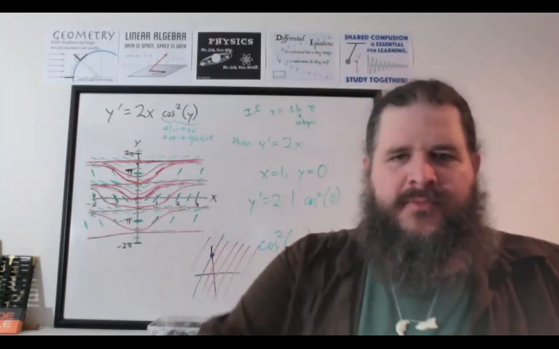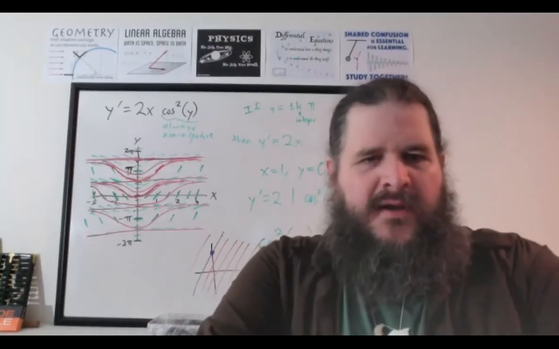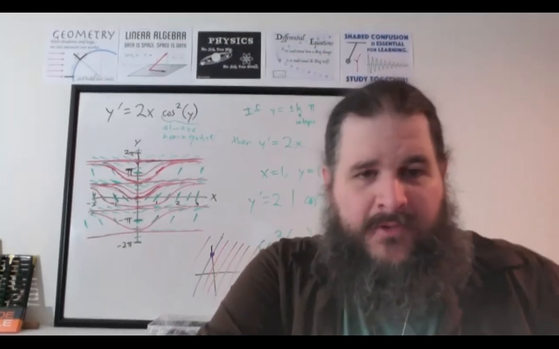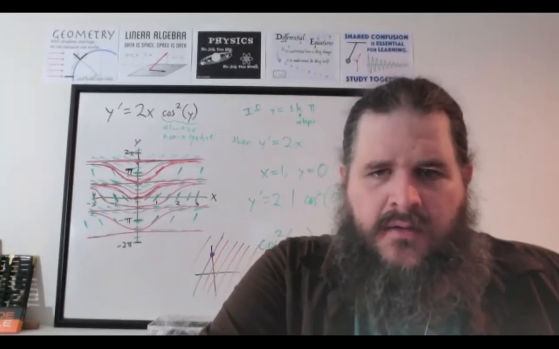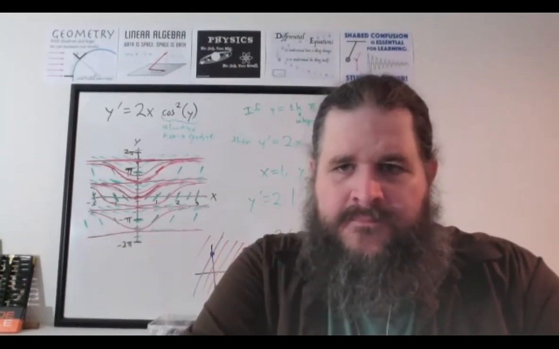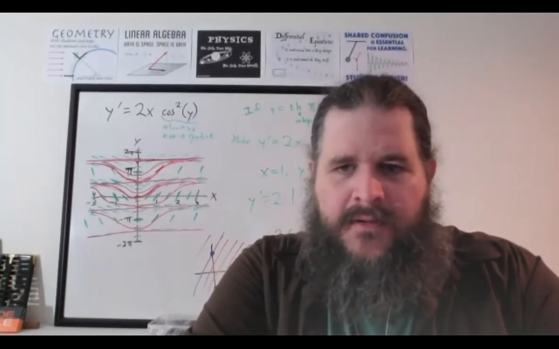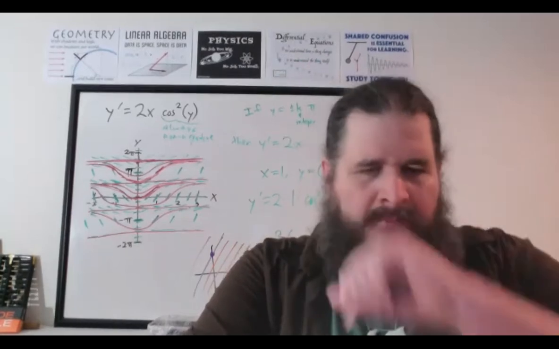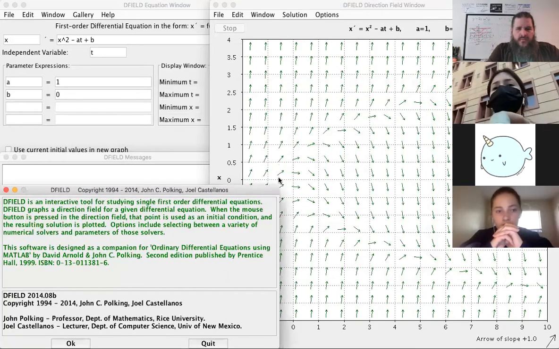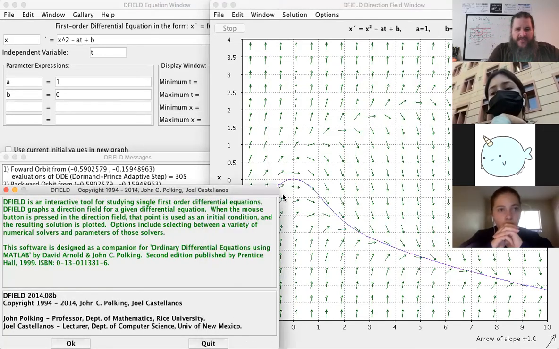And it's also possible to do this using computer software as well. There's a great computer program, a variety of computer programs really. One that I'd like to show off right now is called DField. Pull this up. DField is this really nice program that allows you to rapidly graph direction fields.